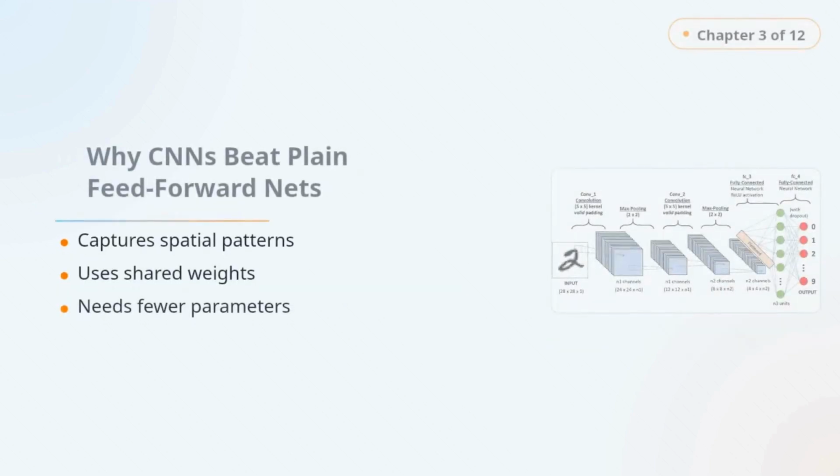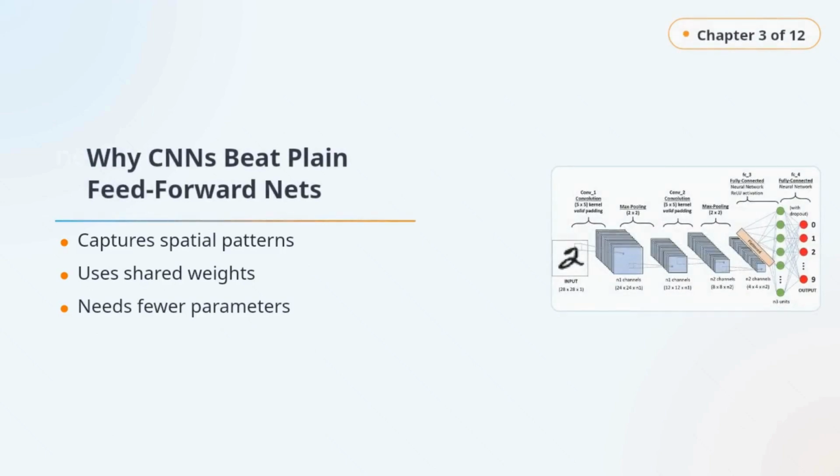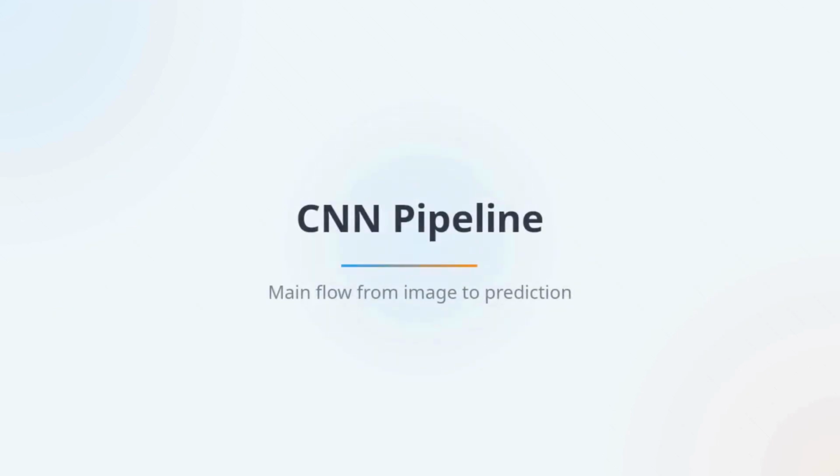Compared to a regular feed-forward network, a CNN is much more efficient for images. It reuses the same filter across the image, so the number of parameters becomes much smaller. This weight sharing helps the model learn patterns anywhere in the image, not just at one fixed position. Now let us look at this in a simple table format. CNN pipeline. Main flow, from image to prediction.